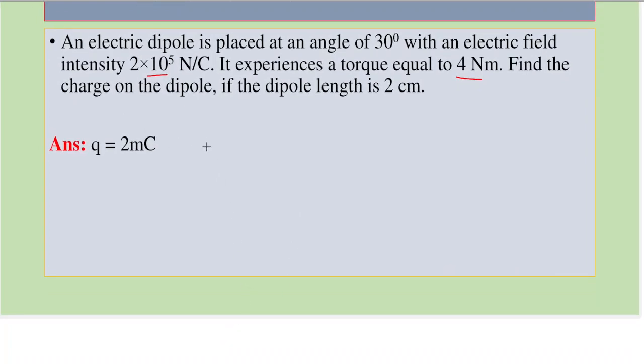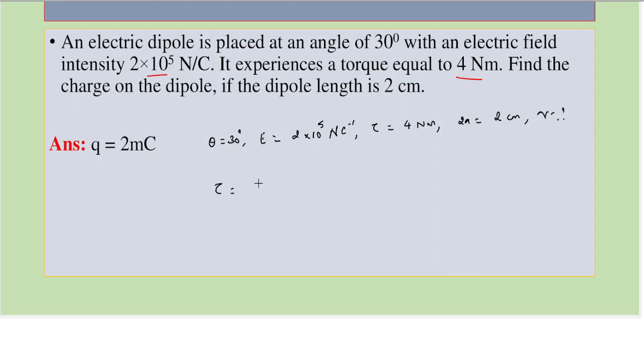What is given here is the angle which the dipole makes with the electric field is 30 degrees, and also the electric field magnitude is 2 into 10 power 5 Newton per coulomb. The torque experienced is given as 4 Newton meter, and also the length of the dipole, which is called 2a, is given as 2 centimeter. Question says find what is the charge.